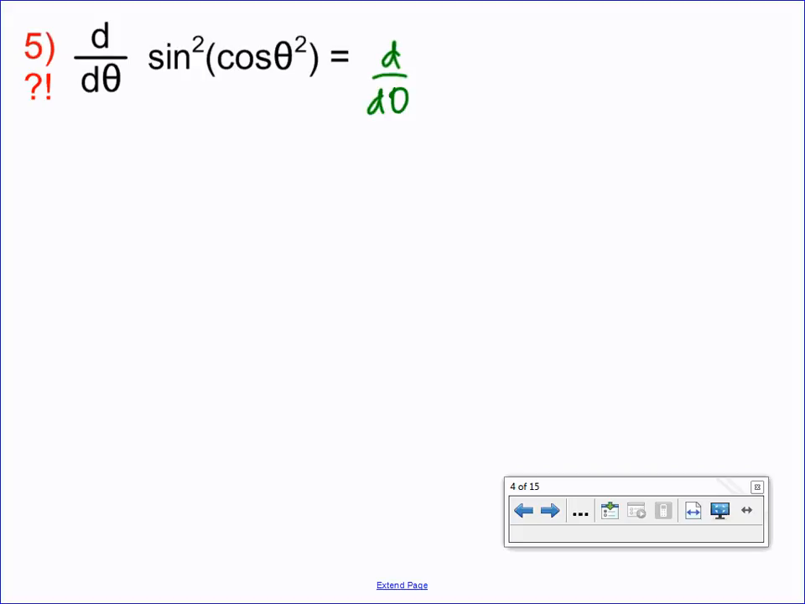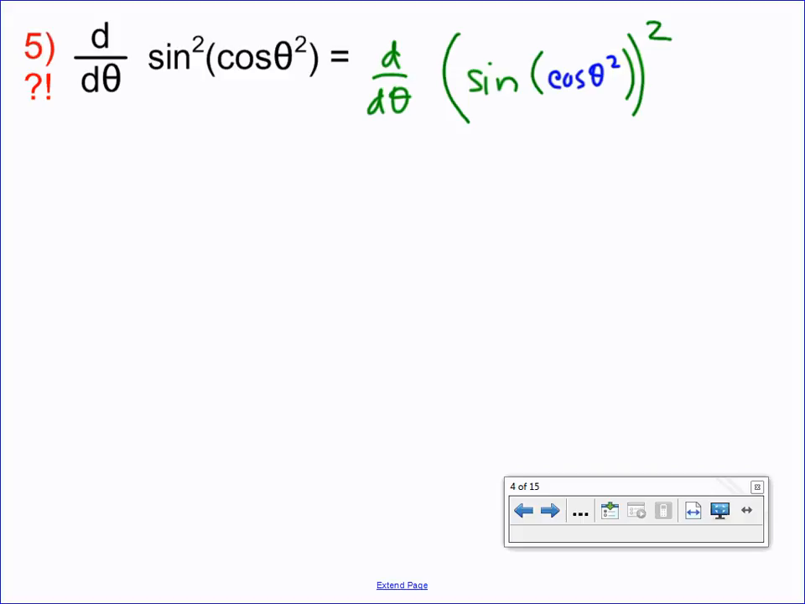I'm not differentiating yet. I'm going to keep my derivative with respect to theta, and I'm just going to rewrite this as a squaring function. Recall my shorthand notation, that sine squared means sine of an angle times itself, sine of an angle. And my angle in this case was cosine of theta squared. Let's take a minute and make sure we understand that rewrite.